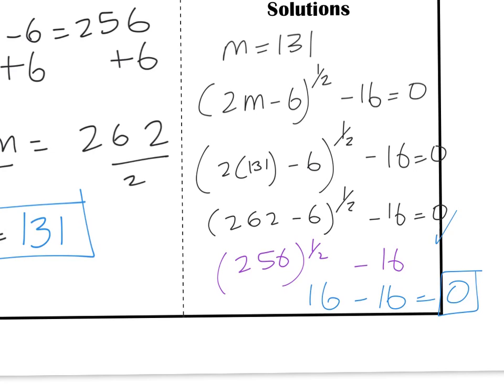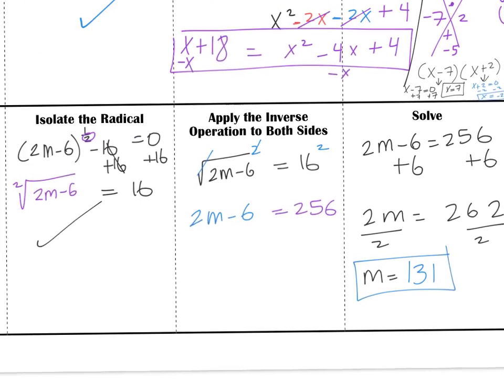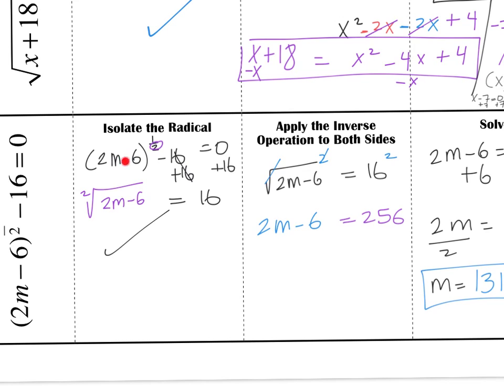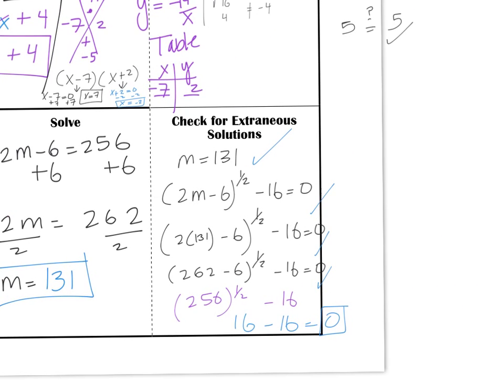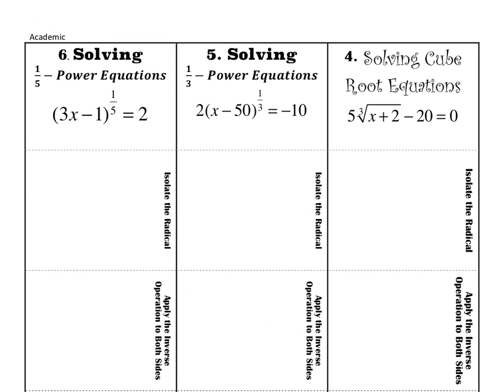Now, since I got 0, it means yes, m equals 131 is an acceptable solution. And this is how you would solve a half-power equation. You just change it to a radical because maybe you're more comfortable working with a radical. And you can do that when you check. You can change it into a radical, or just plug in 131 for m and do the whole work on the calculator, and you will get 0.